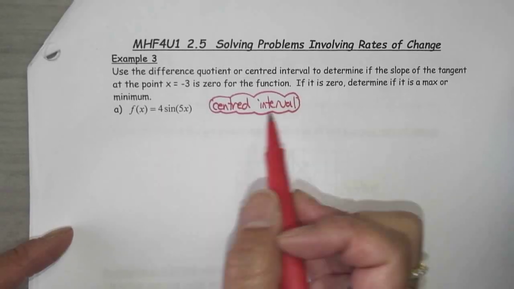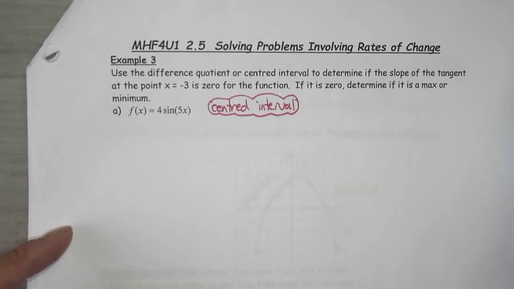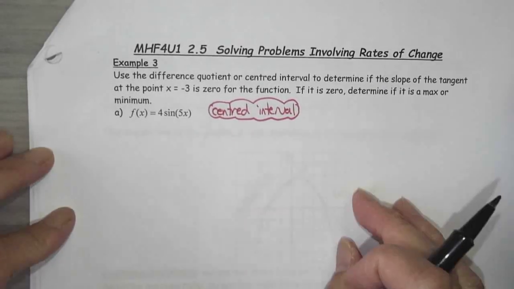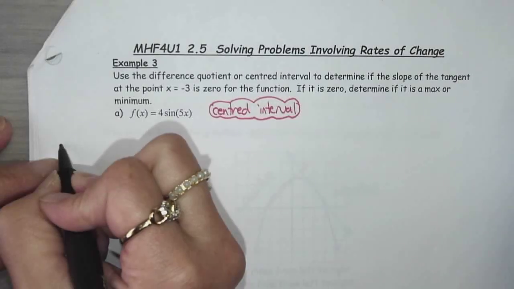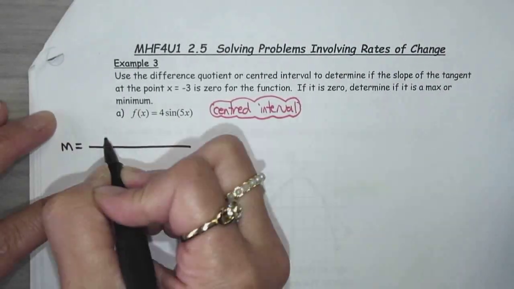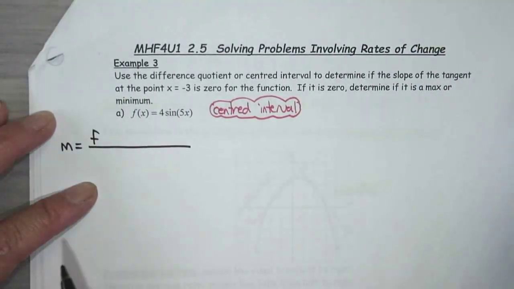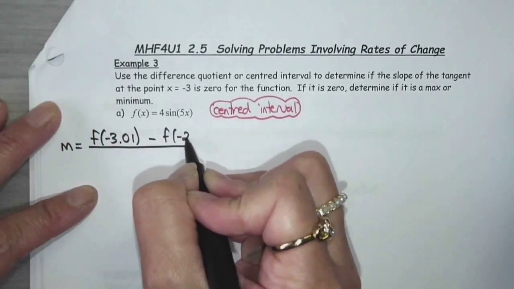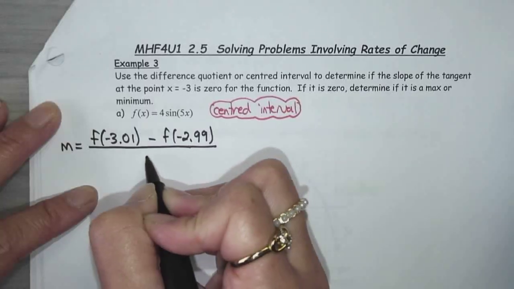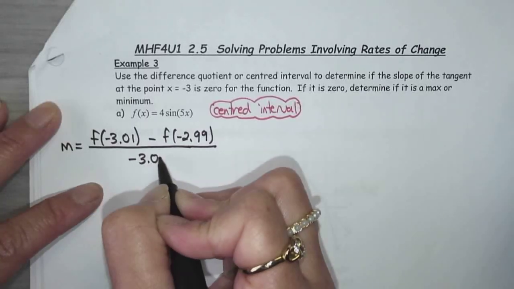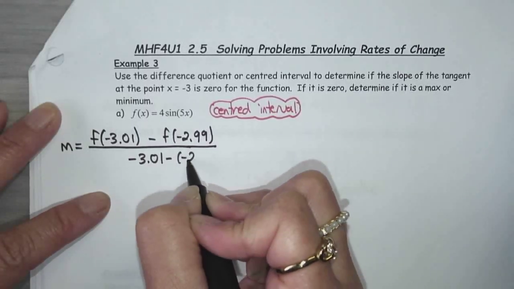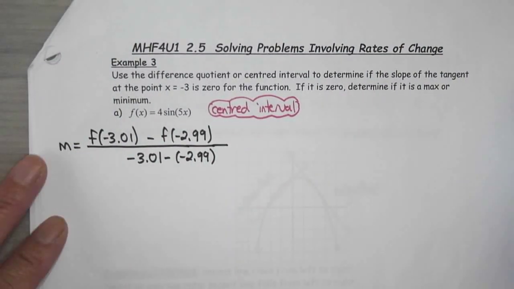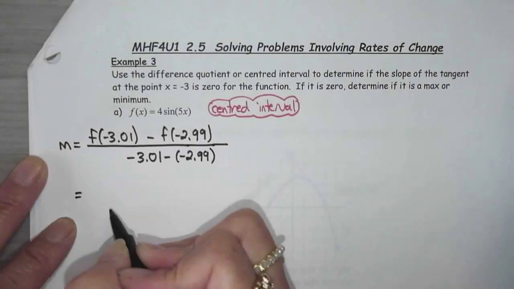So here, let's just do one. Okay, so the centered interval will be M equals, and again, I'm going to start it over here, and then I'll compare the points. So M equals F at -3.01, minus F at -2.99, and this will be over -3.01 minus -2.99. Okay, and then we're just going to sub it in.